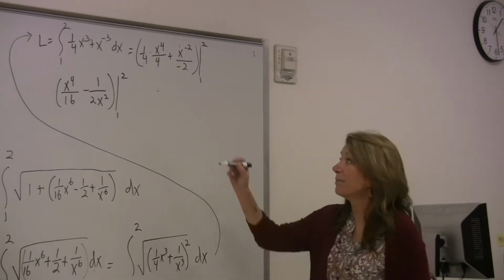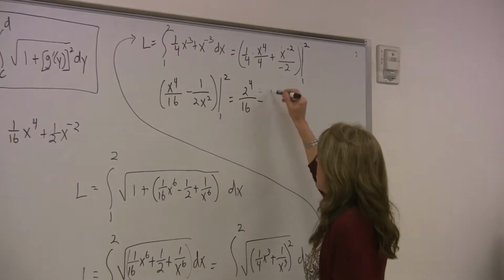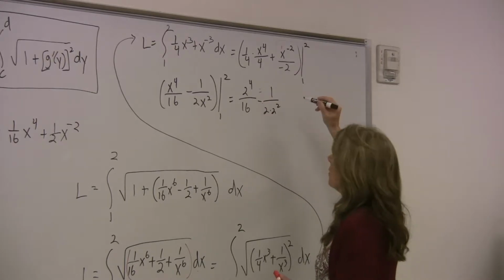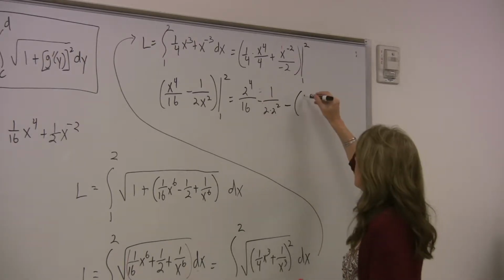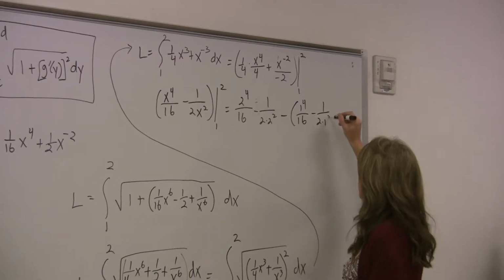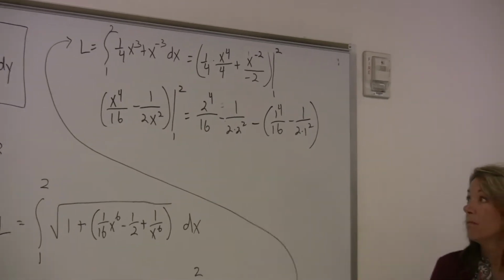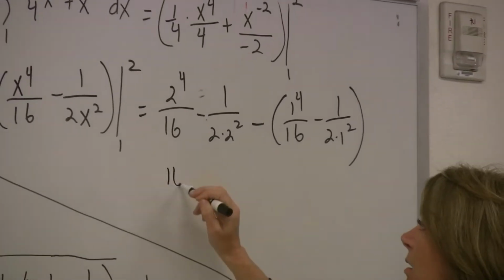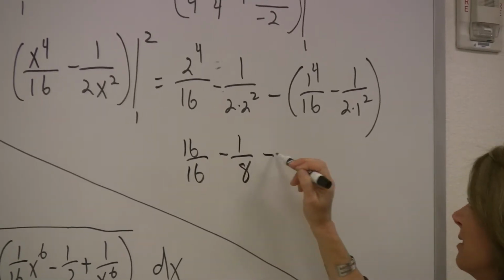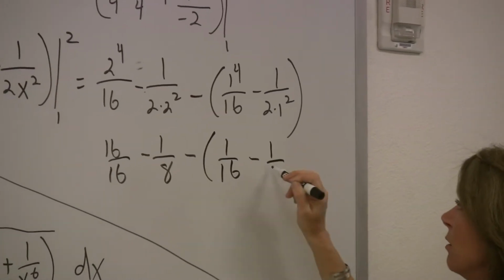So let's plug stuff in. 2 to the 4th over 16 minus 1 over 2 times 2 squared. Oops, my minus got minus 1 to the 4th over 16 minus 1 over 2 times 1 squared. Over 16 minus 1 over 8, 1 over 16, 1 over 2.